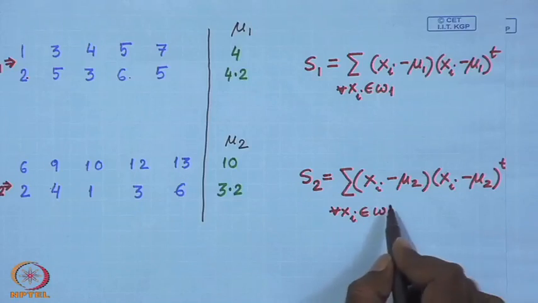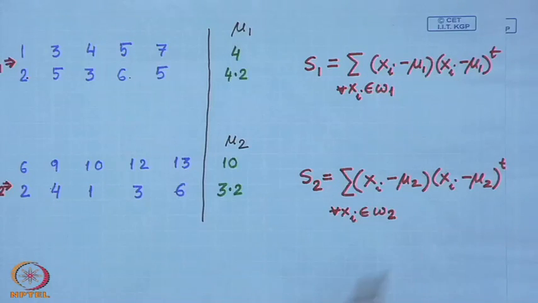Similarly, for every vector belonging to class omega 2, x minus mu 2 into x minus mu 2 transpose gives me one matrix, and if there are m feature vectors in class omega 2, I will get m such matrices, and the sum of all these m matrices gives me the scatter of the samples belonging to class omega 2. So, that is how I compute the scatter for class 1 and for class 2, S1 and S2.